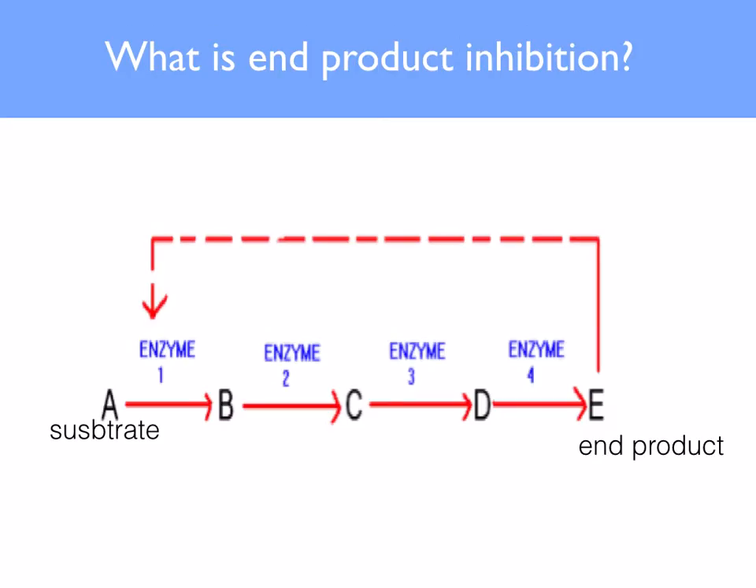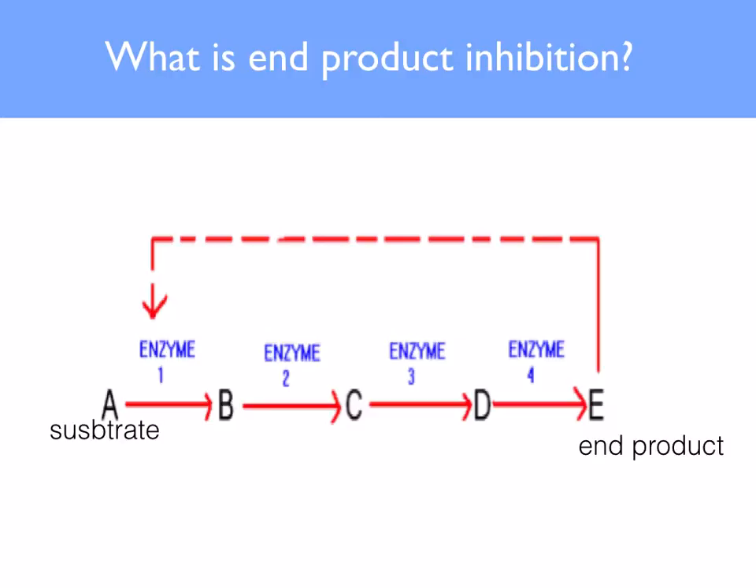So what is end product inhibition? If you have a look at this reaction, you've got substrate A being converted into B, C, D, and finally you've got end product E. The different enzymes involved are 1, 2, 3, and 4. Now notice that end product E can move and bind to enzyme 1.